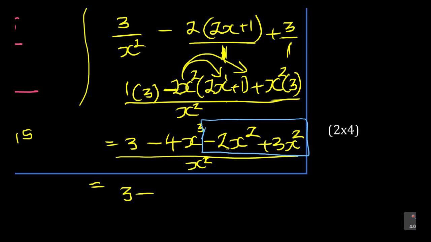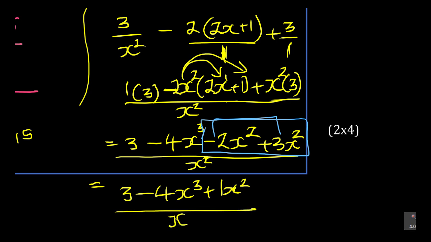So in the calculator, you'd say minus 3 plus 2, it will give you plus 1. It's positive because 3 is bigger with the positive sign. So here you'll have minus 4x cubed plus 1x squared. And then the answer is over what? Over x to the power of 2. Guess what? That's the end.